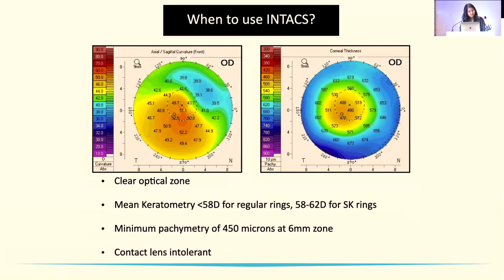When should you use it? You should have a clear optical zone. There should not be any central scarring. It is usually good if the mean keratometry value is less than 58 diopters for regular rings. For 58 to 62 diopters, steep K rings are also available. It's not that you can't do it beyond 62 diopters, but the amount of flattening is going to reduce the steeper you go. The minimum pachymetry in the 6 mm zone should be at least 450 microns. This is because you want adequate depth for the Intacs channel to go in, and you should not have any perforation, so you should not go thinner than that. It is usually used in patients who are contact lens intolerant.